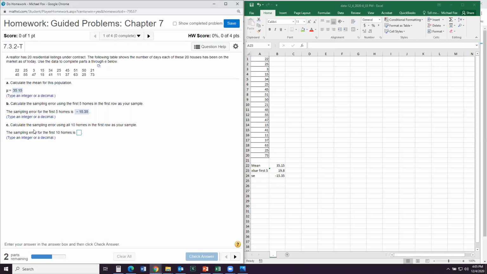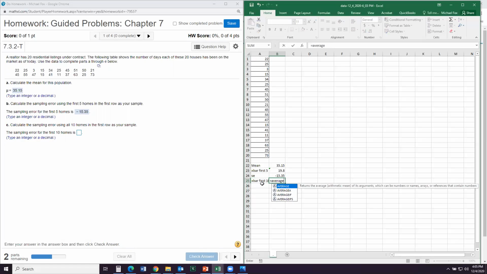Next, it wants us to do the sampling error using all 10 homes in the first row, which is the first 10 on this. So I'll say the X bar, first 10, equals average. I'll do the first 10. My sampling error then is going to be my X bar minus my population mean.